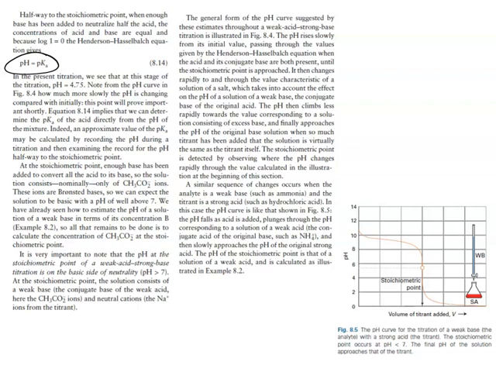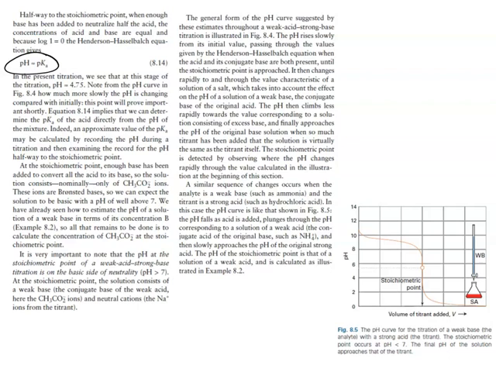The general form of the pH curve suggested by these estimates throughout a weak acid-strong base titration is illustrated in figure 8.4, which is 2 slides previous. You may want to go revisit it. The pH rises slowly from its initial value, passing through values given by the Henderson-Hasselbalch equation when the acid and conjugate base are both present in equal concentrations.